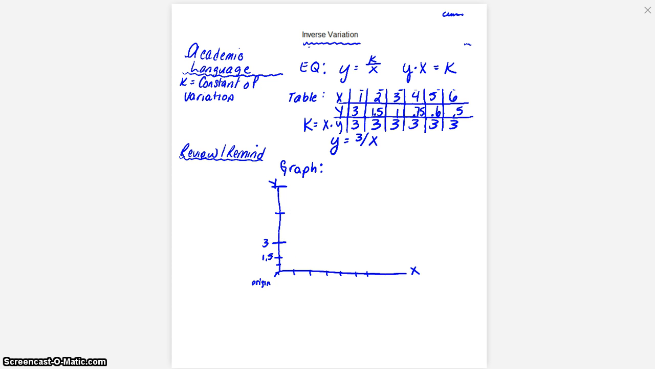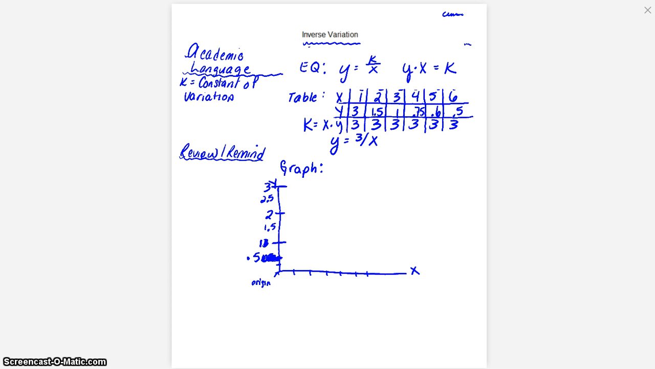Oops, sorry, gotta keep an eye on me. 1, 2, 3. Oops, no, I'm doing it again. This is just going to be 0.5, 1, 1.5, 2, 2.5. There we go. That's better. You've got to make sure you have a good scale there.